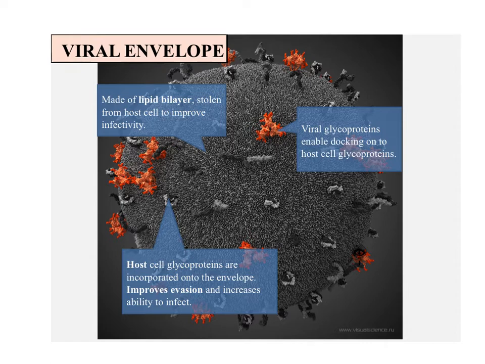So on the outside surface, we have got a layer of a lipid bilayer. Okay, so just those phospholipids that we've learnt about previously. Phospholipids arranged with the hydrophobic tails facing inwards and the hydrophilic heads facing outwards. And this is stolen from the host cell. Now what that means is that if it's stolen from the host cell, it's going to contain some self-antigens. Right? And that's a bit of a problem because it means that it can hide from the immune system.